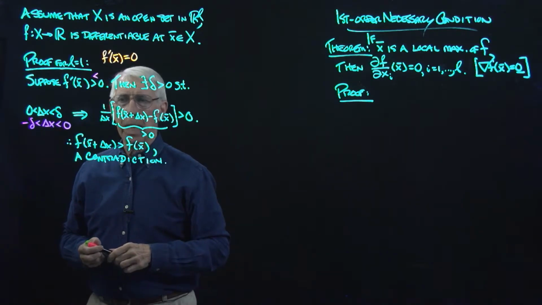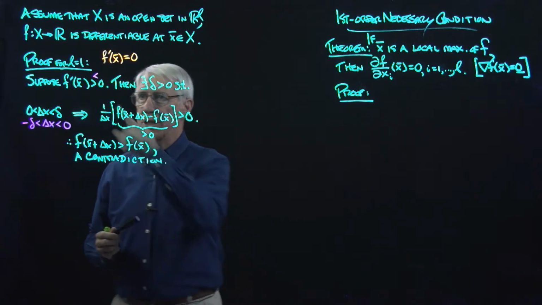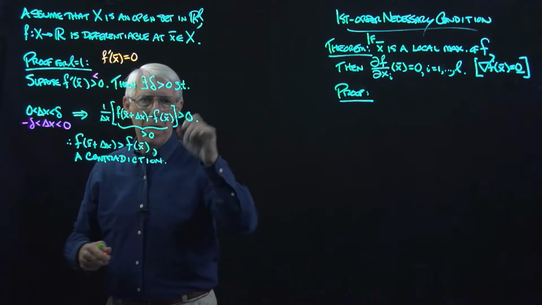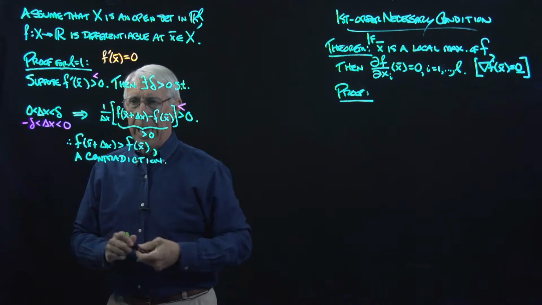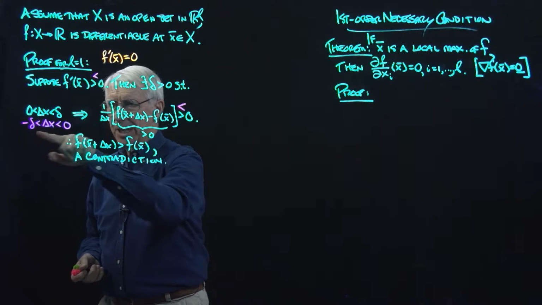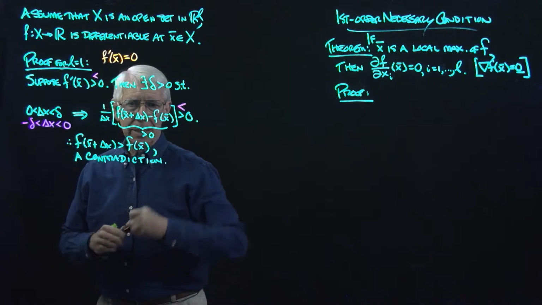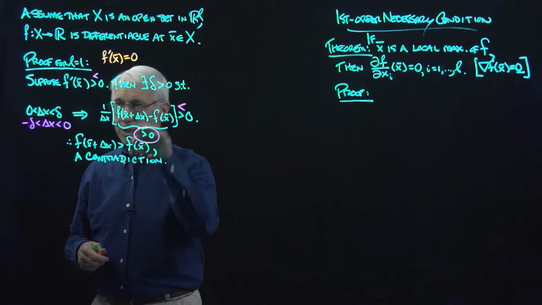I'm sorry, this doesn't have to be positive. If f prime of x is negative, then this is going to have to be negative. And since delta x is itself negative, it again means that this is positive as it was before.